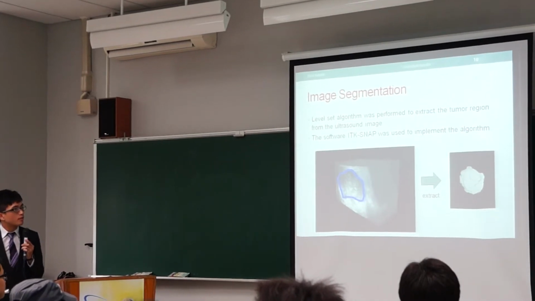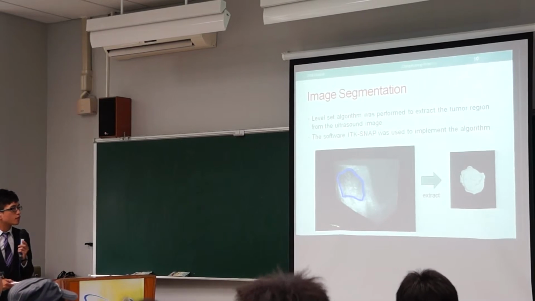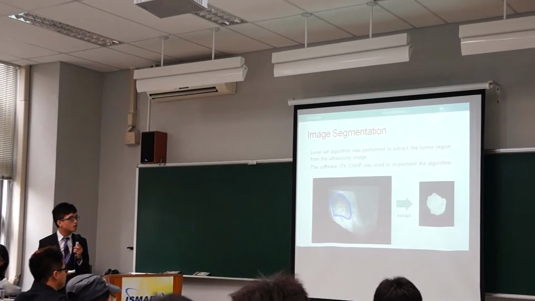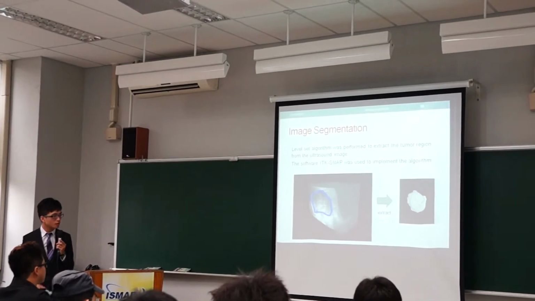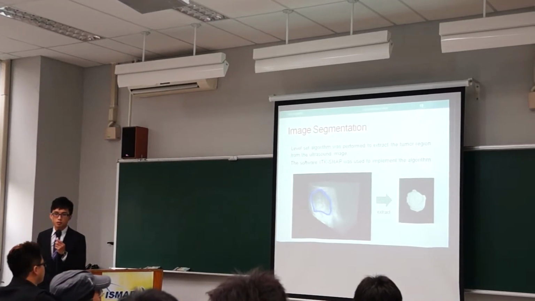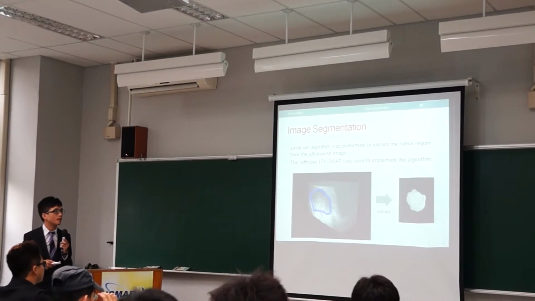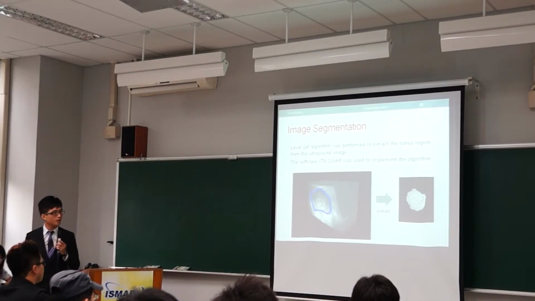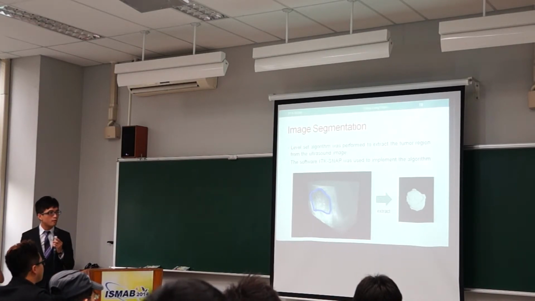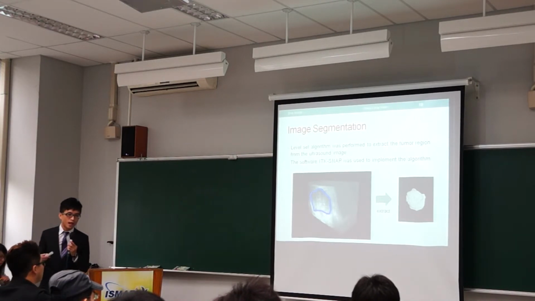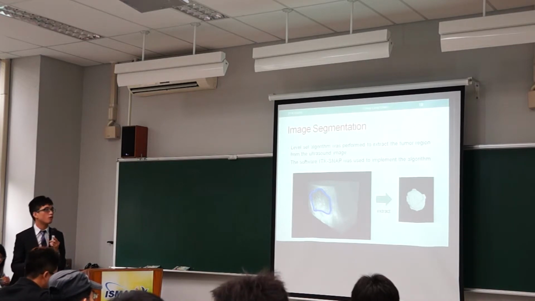In image segmentation, the left picture shows a three-dimensional ultrasound image. The blue line shows the tumor region. After obtaining the image, the first thing we have to do is segment the tumor from its background. Typical segmentation is done manually. That means you have to do it in a two-dimensional approach. So with a three-dimensional image, it is time-consuming to find the contour of the tumor.